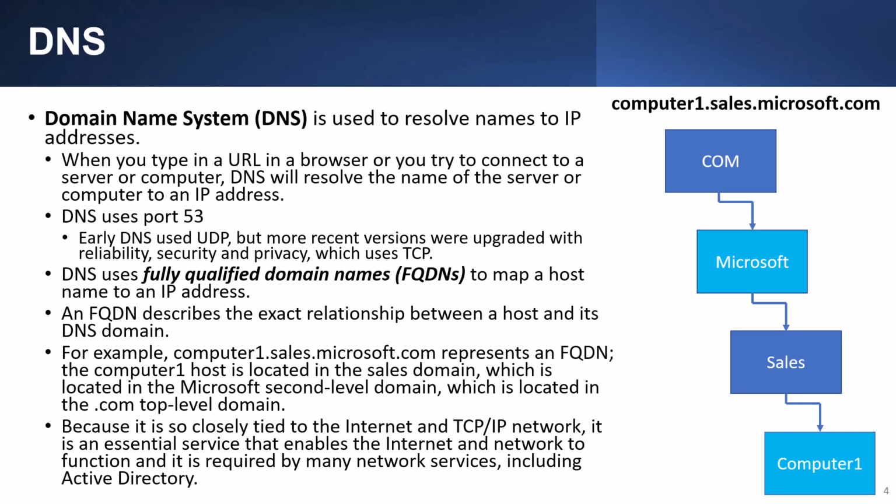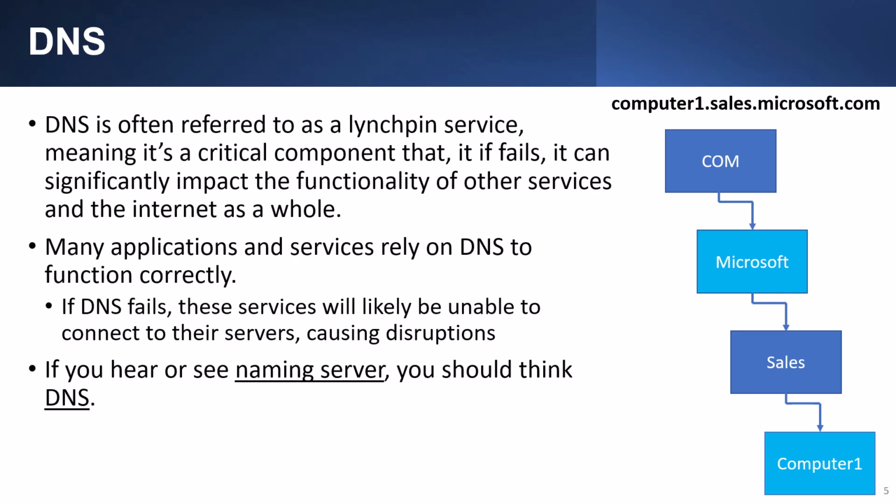Because it's so closely tied to the internet and TCP/IP network, it's an essential service that enables the internet and network to function and is required by many network services, including Active Directory. DNS is often referred to as a linchpin service, meaning it's a critical component that, if it fails, it can significantly impact the functionality of other services in the internet as a whole. Many applications and services rely on DNS to function correctly. If DNS fails, these services will likely be unable to connect to their servers, causing disruption. If you hear or see naming server, you should think DNS.